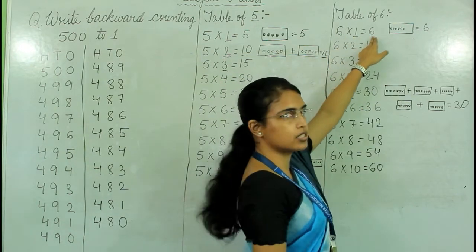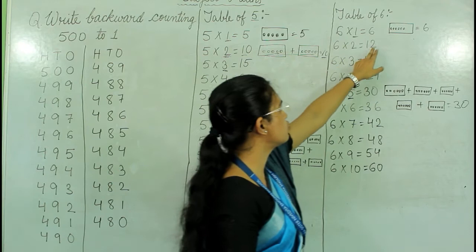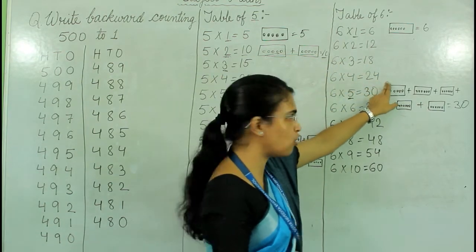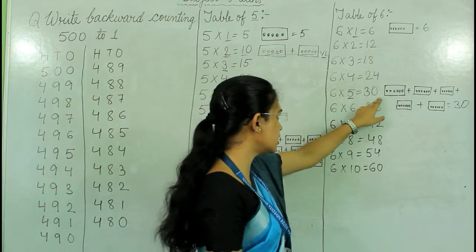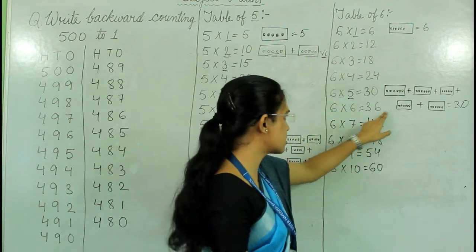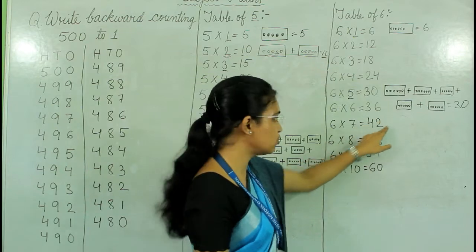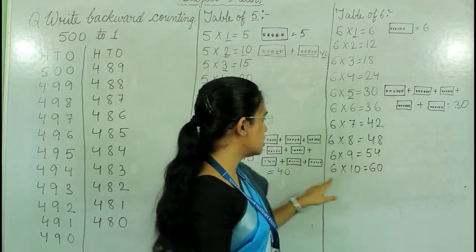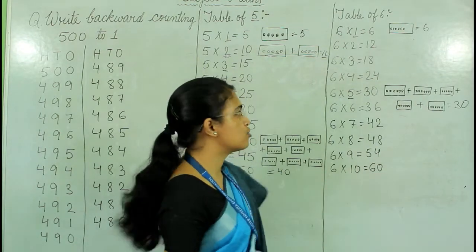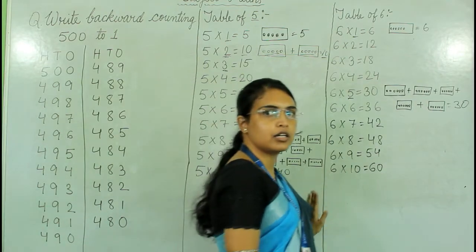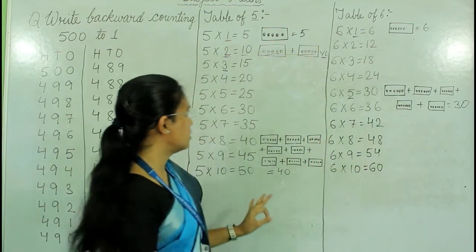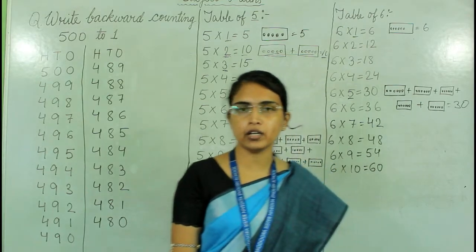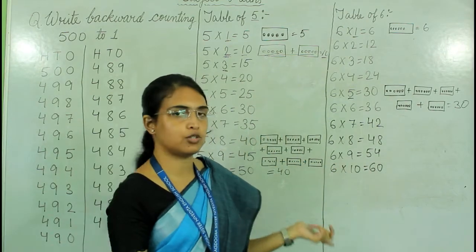Okay. So now repeat with me the table of 6. 6 ones are 6. 6 twos are 12. 6 threes are 18. 6 fours are 24. 6 fives are 30. 6 sixes are 36. 6 sevens are 42. 6 eights are 48. 6 nines are 54. 6 tens are 60. So learn these two tables properly. Okay, and do this in your copy, in both CW and SW copy.